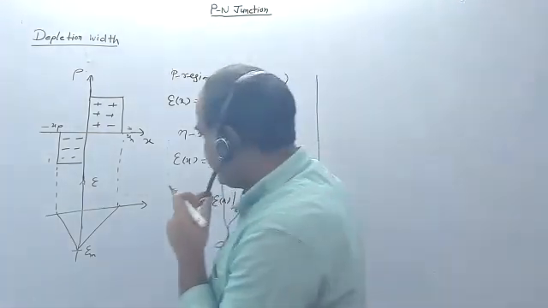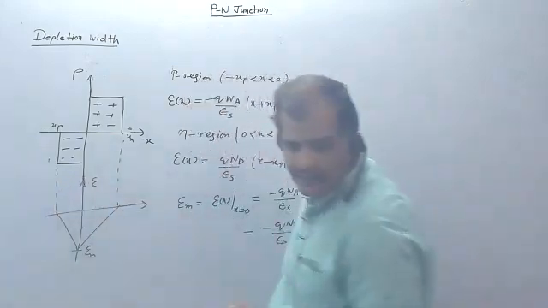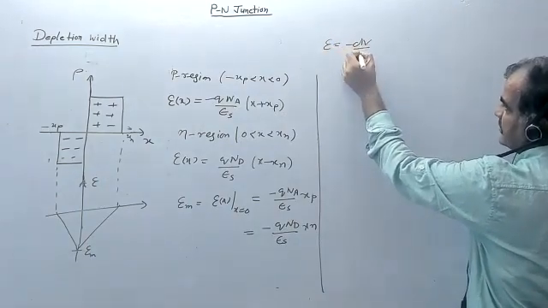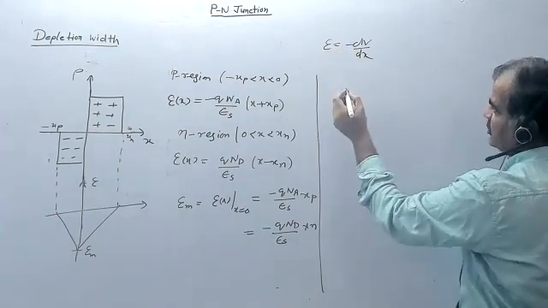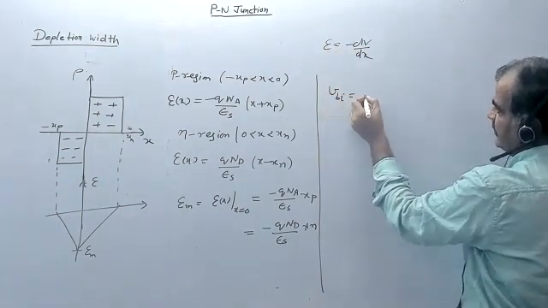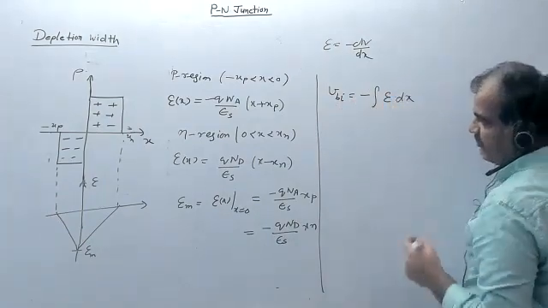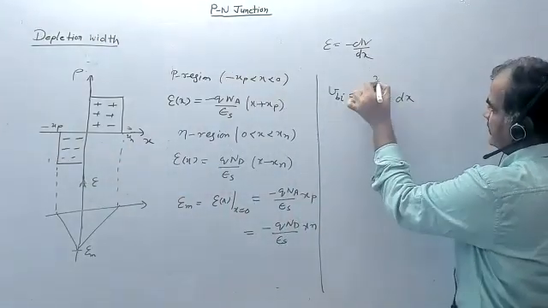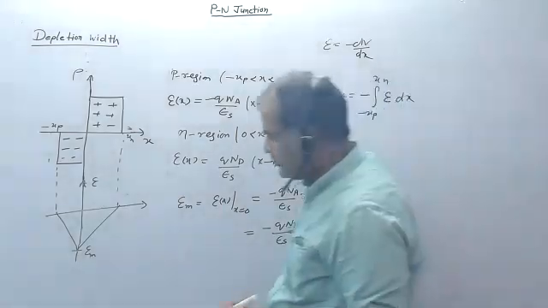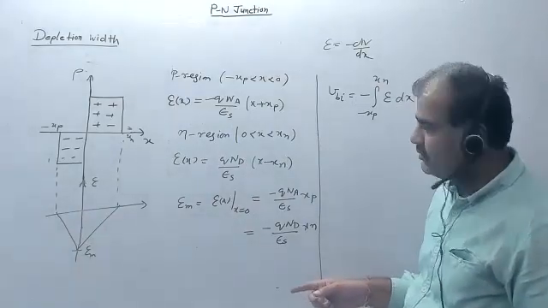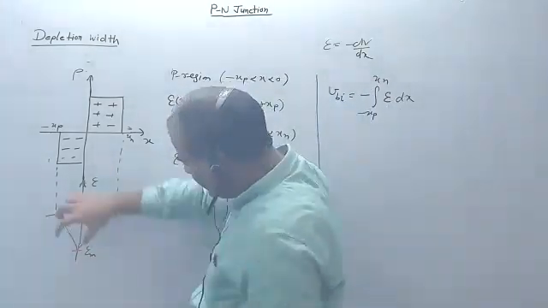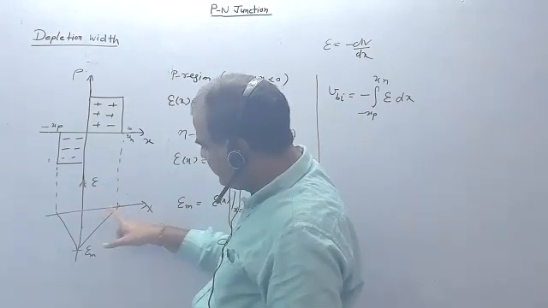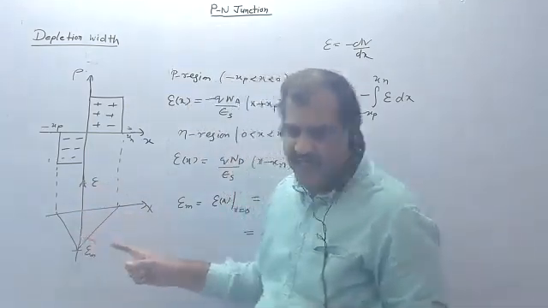Now I want to calculate the built-in potential in terms of the electric field. We know E is minus dV upon dx. If I want to calculate VBI, then I need to integrate the electric field from minus xp to xn, the integral of E dx. The integral of E dx is simply the area of this curve, the E versus x relation. If we calculate the area, then we can find VBI.